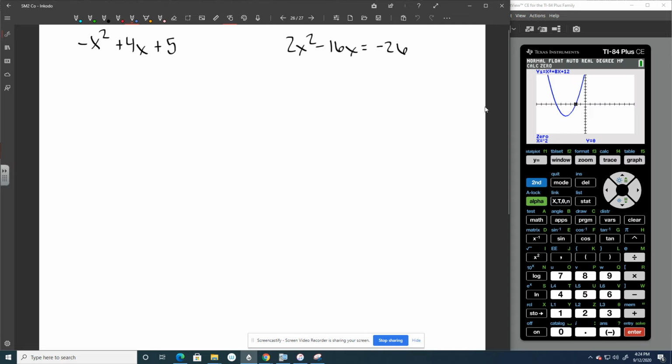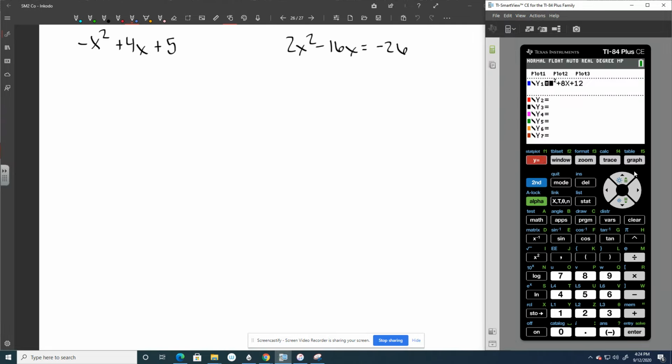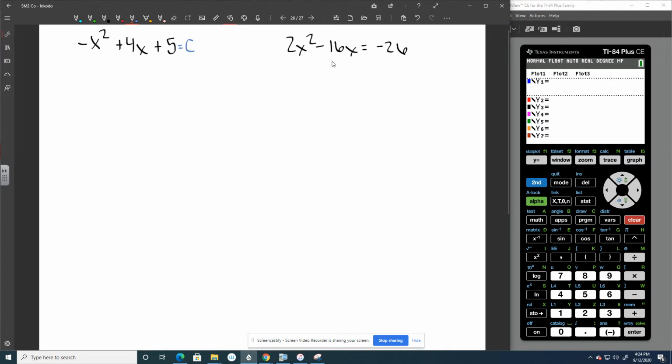I've got 2 examples here, and let's go ahead and do one of them by hand, just to look at what it looks like, and the other one we'll do on the calculator. So this first one, negative x squared plus 4x plus 5. If I want to graph this, I've got to draw my graph.